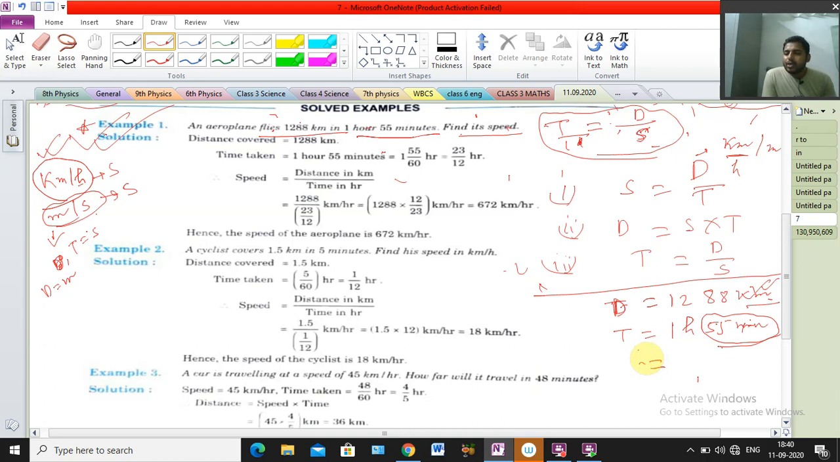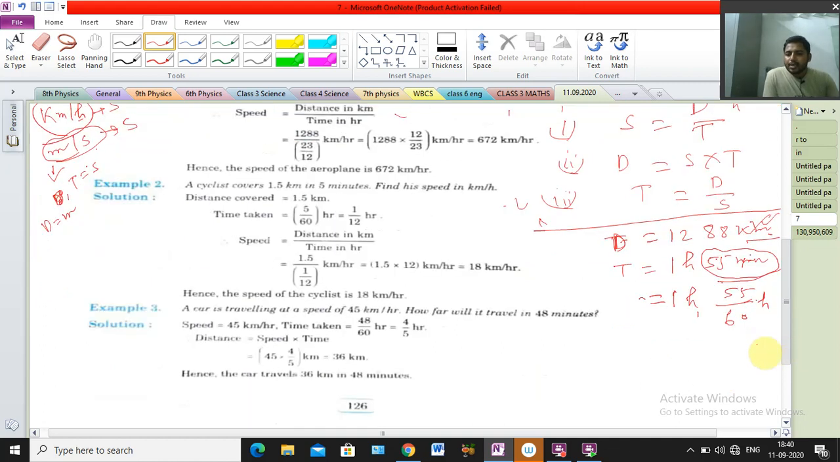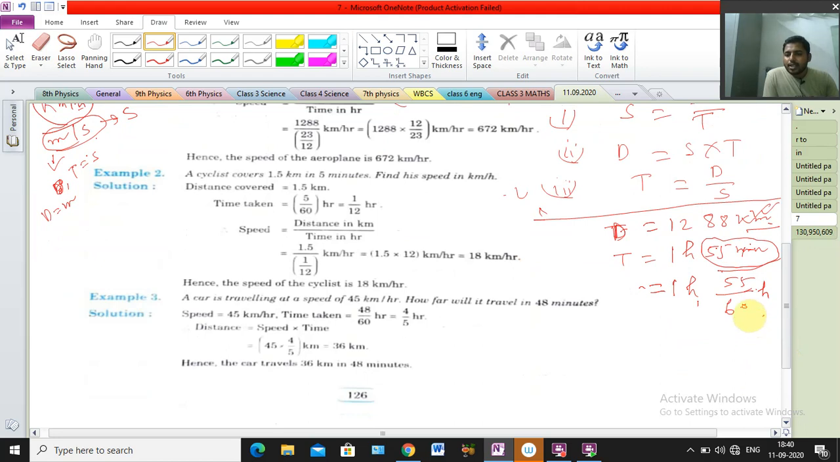When we are converting minutes to hours, we have to divide by 60. So that means 1 hour, here 55 and the denominator 60 will come. That unit will also be hour. Now do the calculation, the cancellation is possible.